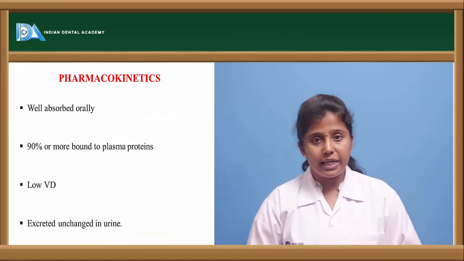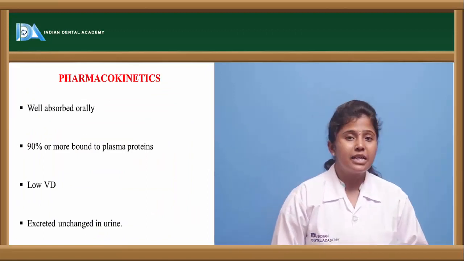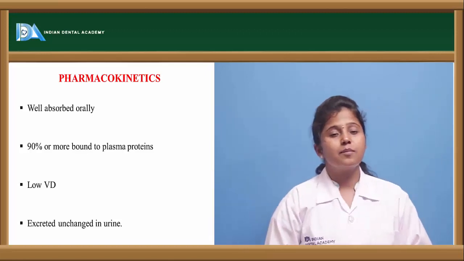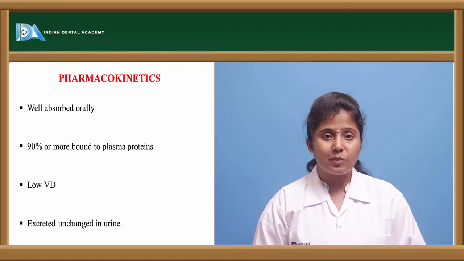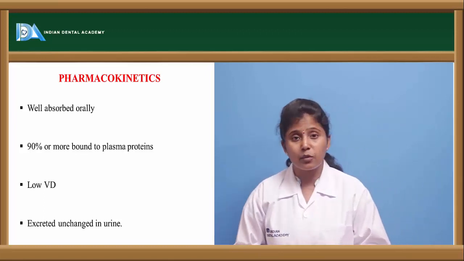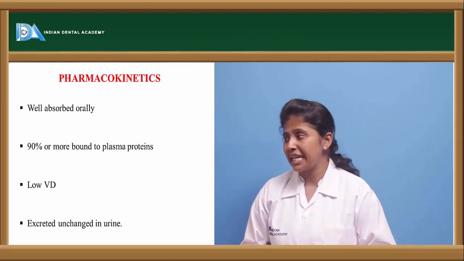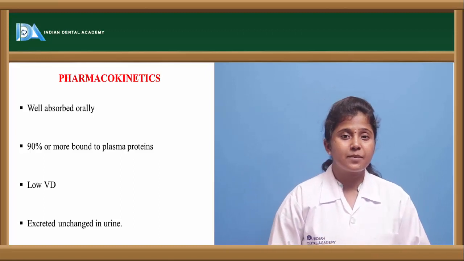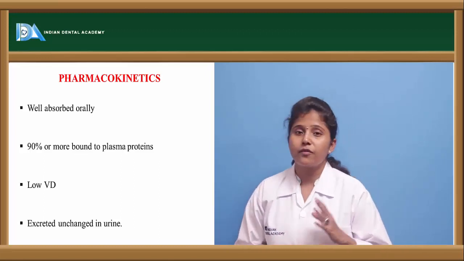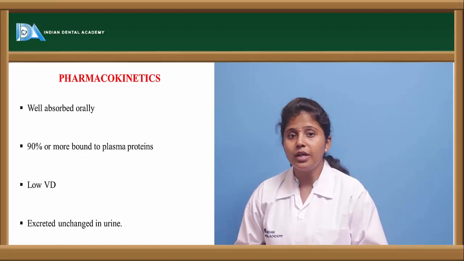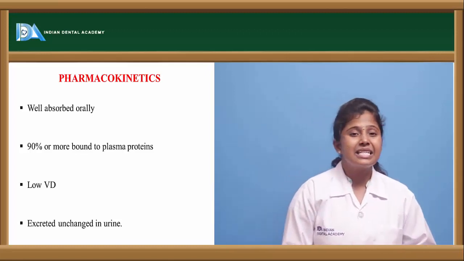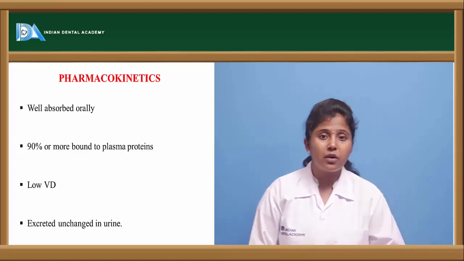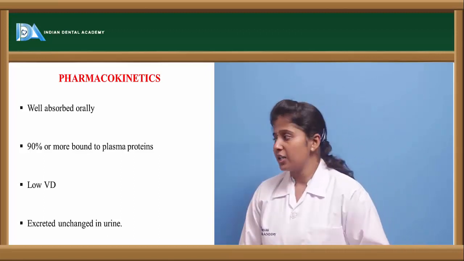Let us see the pharmacokinetics of sulfonylureas. These are mostly given through the oral route, and they are well absorbed, and they are 90% plasma protein bound. This binding capacity is about 90%. That is the reason they show a low volume of distribution. VD is nothing but volume of distribution. Because of the binding to plasma proteins, they can't distribute equally all over the body, and they are excreted unchanged in the urine. Because of the binding to plasma proteins, they don't undergo metabolism, and thereby they are excreted unchanged.